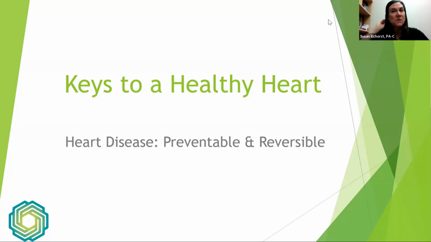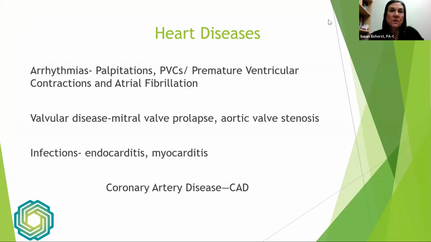So talking about keys to heart, I really wanted to start with there are other aspects of heart disease and heart health that I'm not going to cover today. What I won't be talking about is heart arrhythmias, these palpitations that people feel. We call those premature ventricular contractions, or PVCs. This is where you find atrial fibrillation, atrial flutter. So these are electrical impulse diseases. You also have heart disease that covers valvular disease, and this is mitral valve prolapse, aortic stenosis. That is not something we're going to cover today, nor infections like endocarditis or myocarditis.